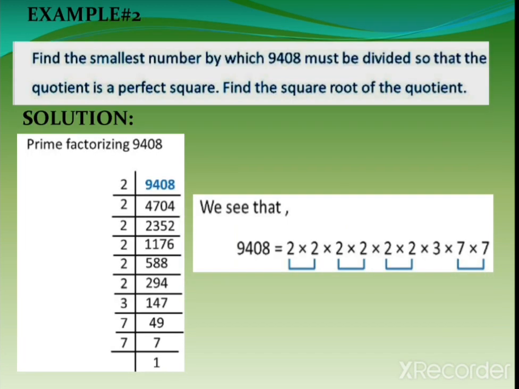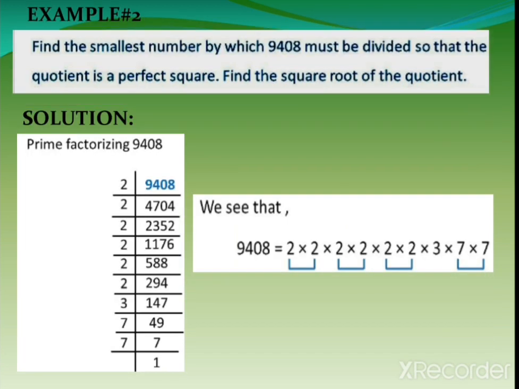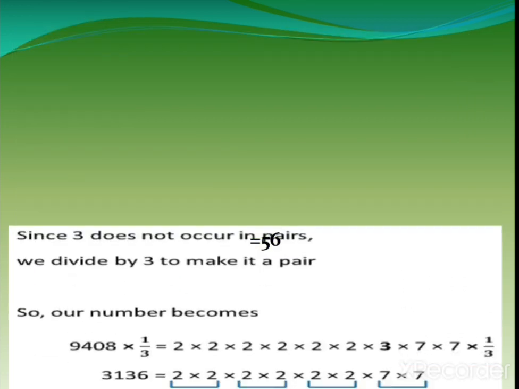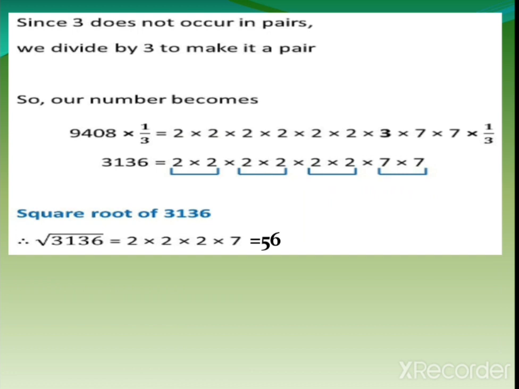And now another example. Again, the question is, find the smallest number by which this should be divided so that the quotient is a perfect square, and find the square root of the quotient. First of all, definitely you will be doing the prime factorization of 9408. What do you observe over here? You observe that it has 3 pairs of 2, 1 pair of 7, and 3 is not in a pair. So what you're going to do? You will say that in order to make it a perfect square, I have to deal with the 3.